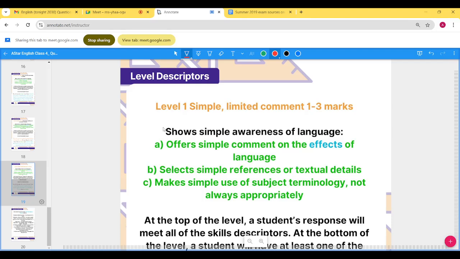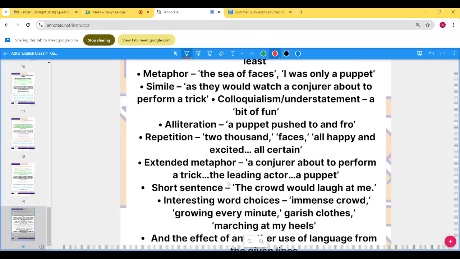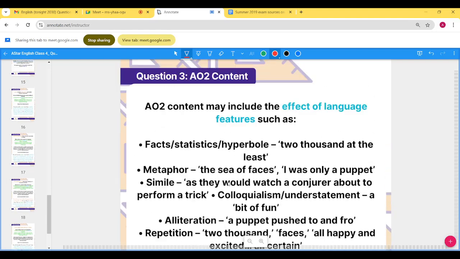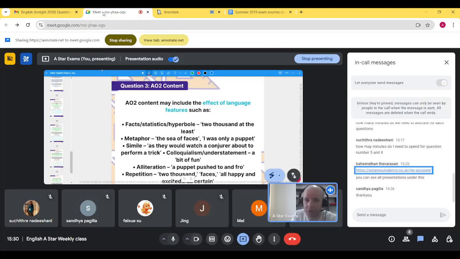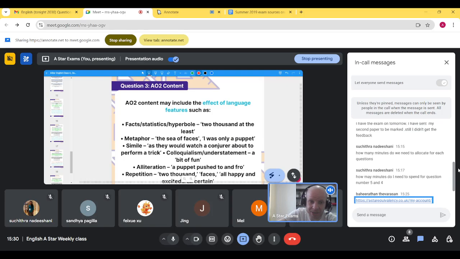We've also got level 1 in the document if you want to have a look at what you don't want to do. There are also many of the different language techniques which you could focus on here. So I'd advise all of you to potentially have a look at these later on, and maybe have a go at writing your own full question 3. So potentially a 3-paragraph answer using the ideas we've discussed today.